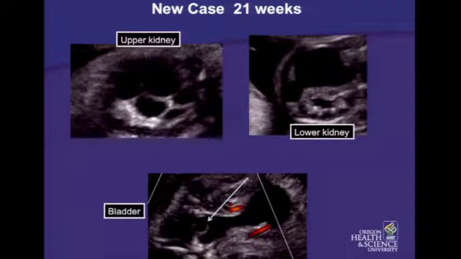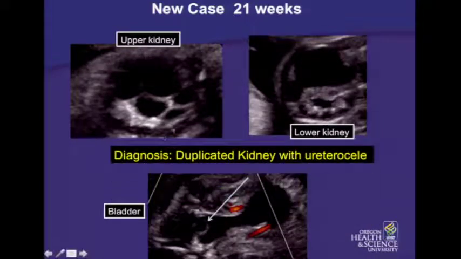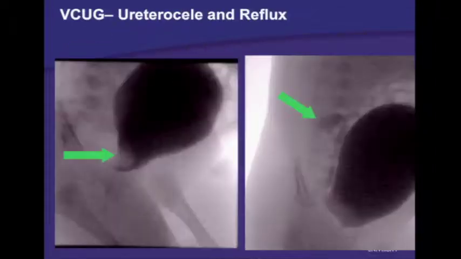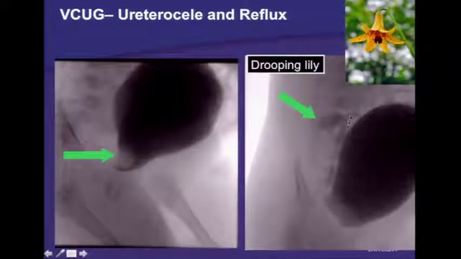So what is going on here is that this is a duplicated kidney with ureterocele. After the baby's born, a VCUG was performed, and we see the filling defect from the ureterocele. In addition, there is reflux into the lower pole moiety, causing what's been called the drooping lily sign because it's being pushed down by that obstructed upper pole moiety.